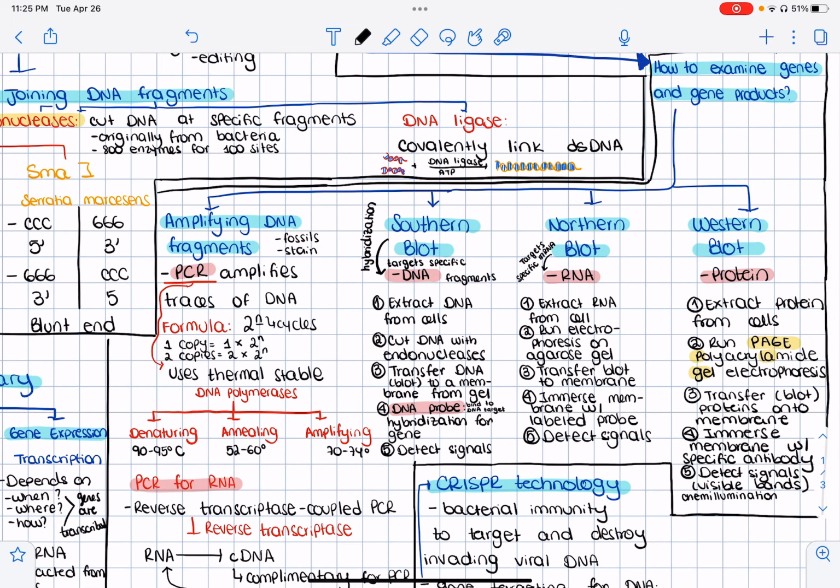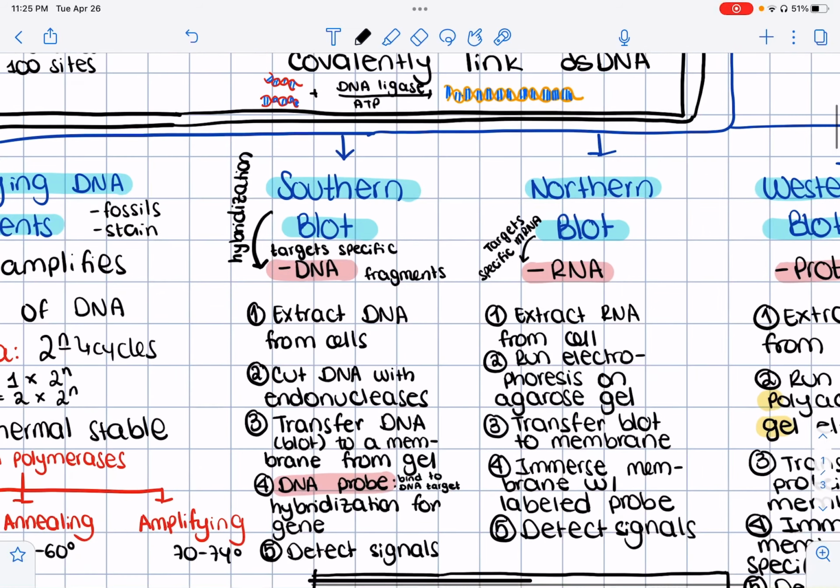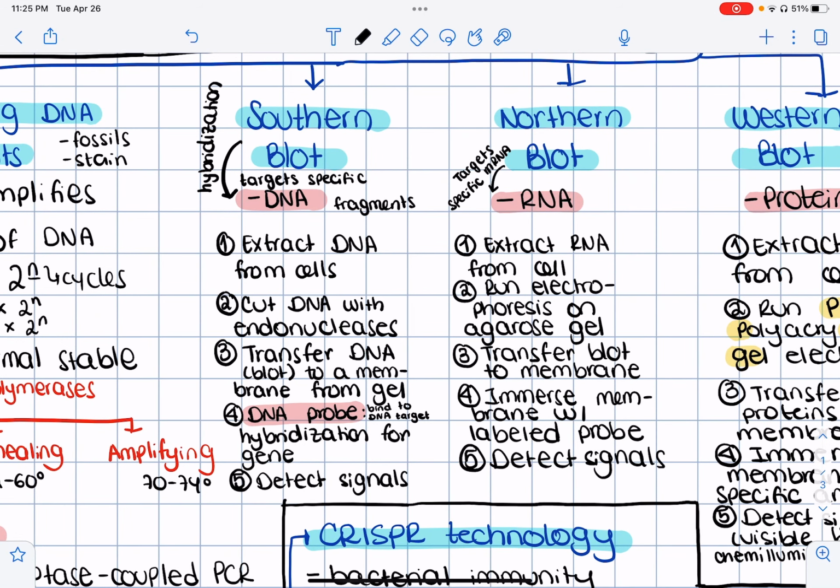We also have that fragments of DNA, RNA, and protein can be studied with the Southern, Northern, or Western blot, respectively. A Southern blot studies specific DNA fragments. First of all, we have to extract the DNA from the cells, cut the DNA with the endonucleases, and transfer the DNA blot from the gel to a membrane. Then we use a DNA probe, which will bind to the target DNA and hybridize the specific gene, and we detect the signals for that specific gene.